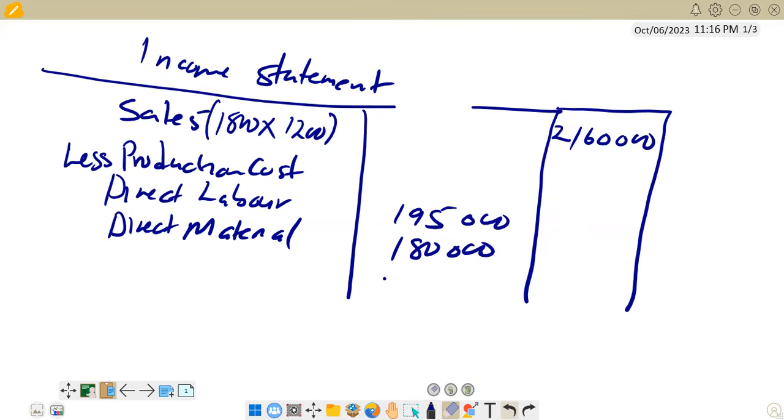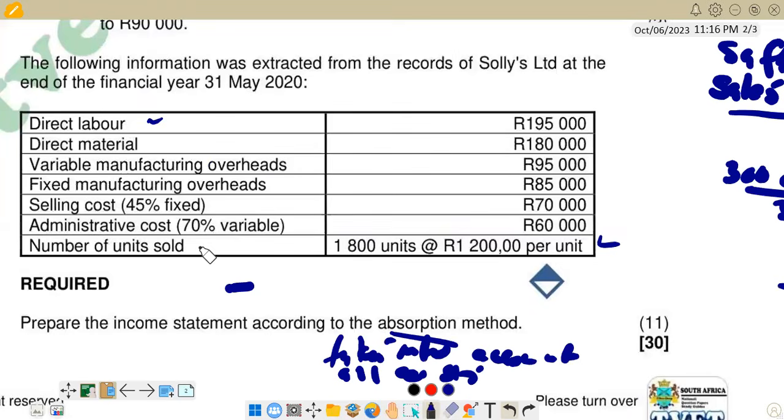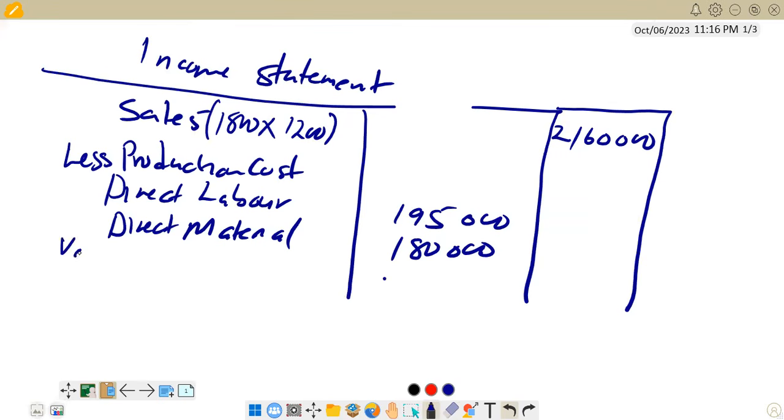Then beneath that, let's also look for the next cost that we have there. After direct material, we've got variable manufacturing overheads. So we're going to put that one again, and this amount is 95,000. Variable manufacturing overheads, that amount is 95,000.